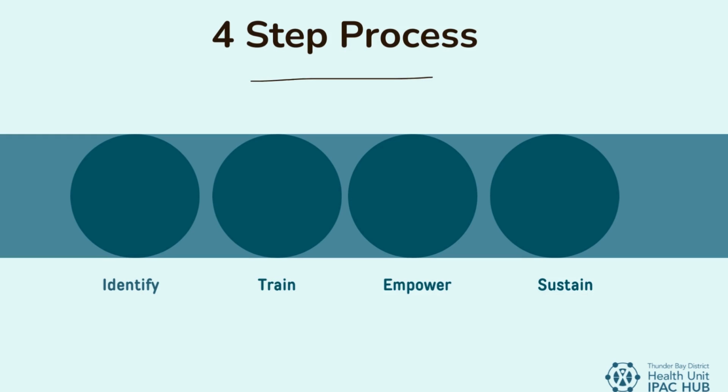Next, we are going to review the 4 steps organizations were asked to follow when starting the process of identifying IPAC champions within their workplace. The first step is already completed, while the last 3 steps are ongoing and continue to ensure your success within this role. Step 1 was to identify potential champions within your organization.